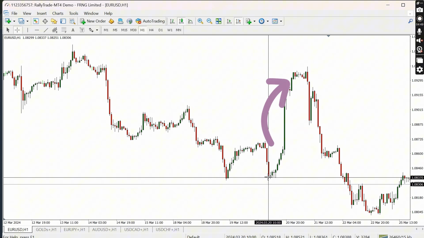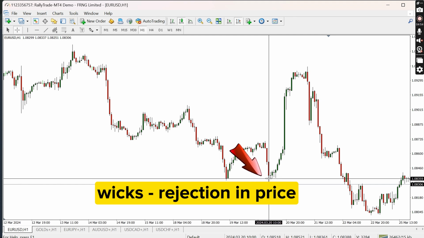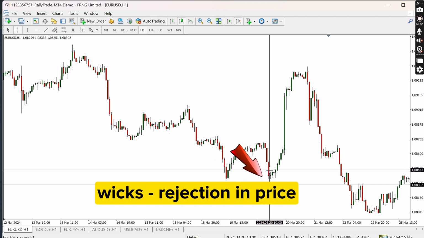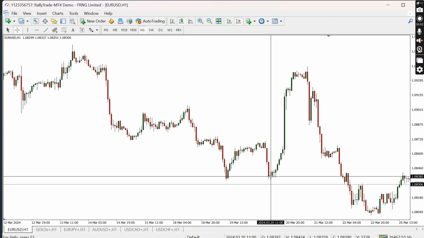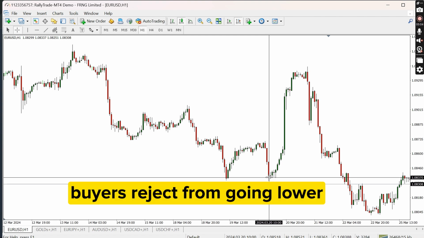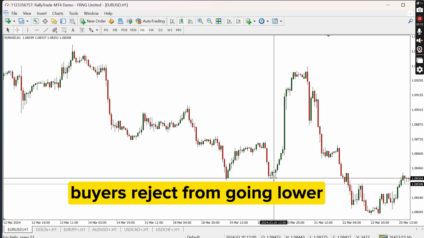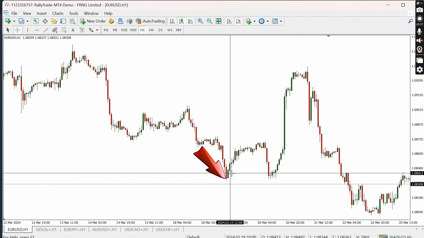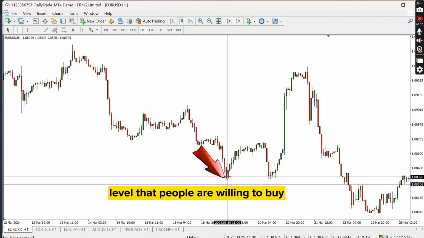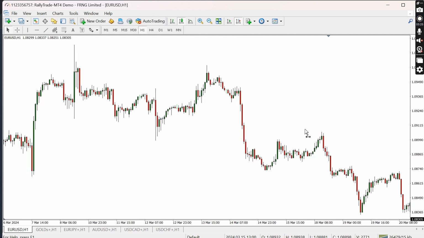We can see that there were even some things like wicks. Wicks just mean rejection in price. That means sellers sold price into this level, and at this point it couldn't go any lower. So these wicks are more like rejections. The buyers were rejecting price from pushing lower. That was why we had a massive move to the upside, because this was a level that people are willing to buy, since it pushed up previously in the past.